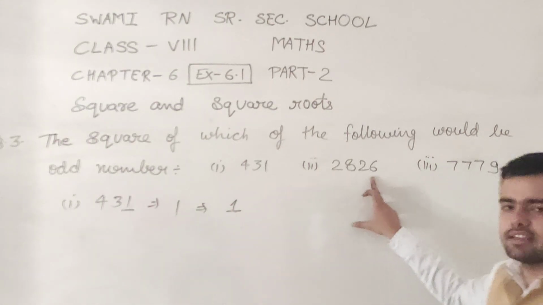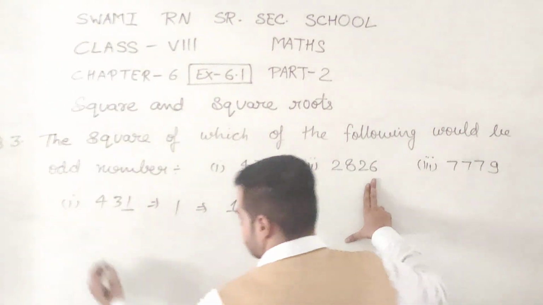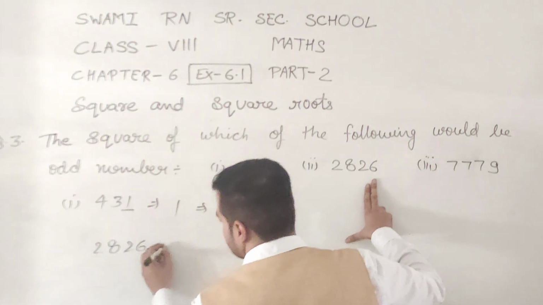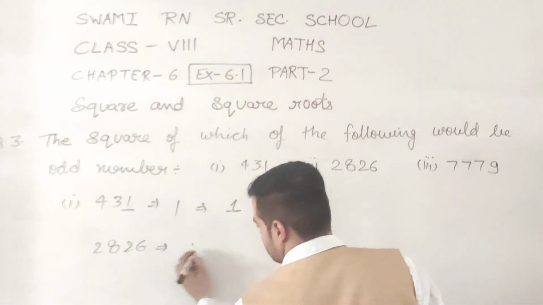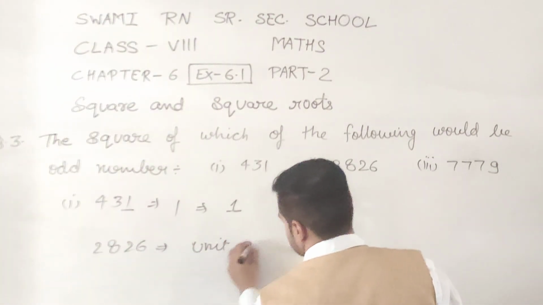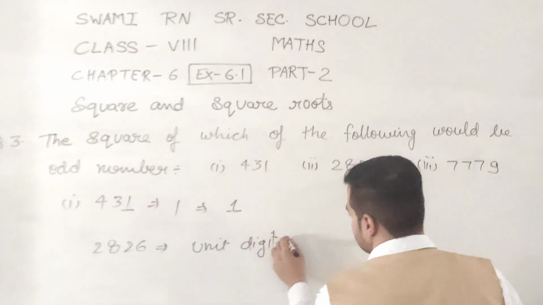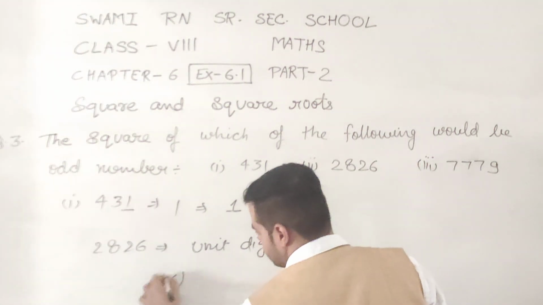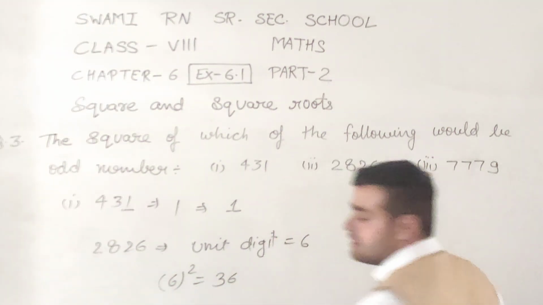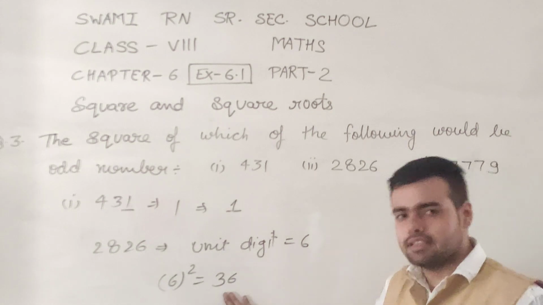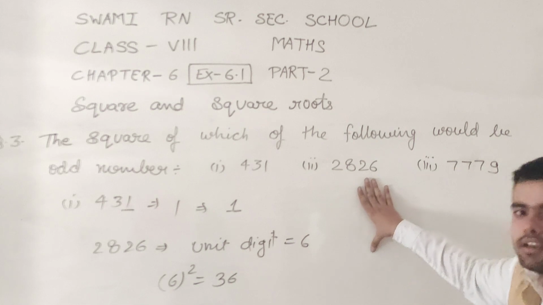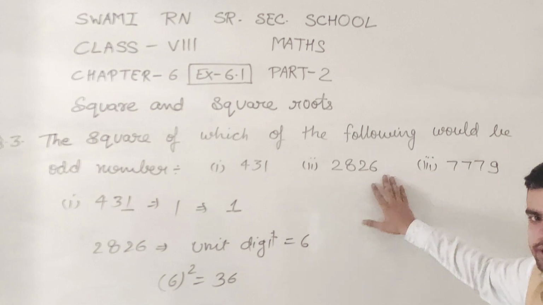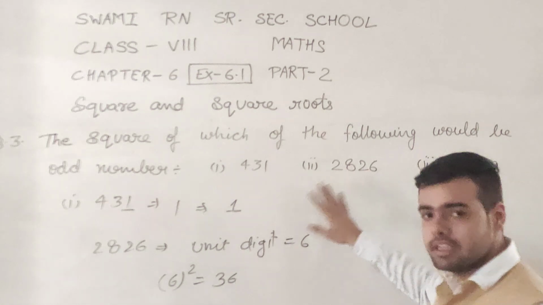Similarly, let's take the second example, that is 2826. In this, the unit place digit is 6, and the square of 6 is equal to 36. We know that 36 is an even number, so that is not an example of the square of an odd number. When we square 2826, it is not an odd number, it is an even number.